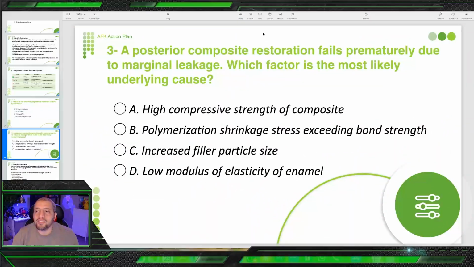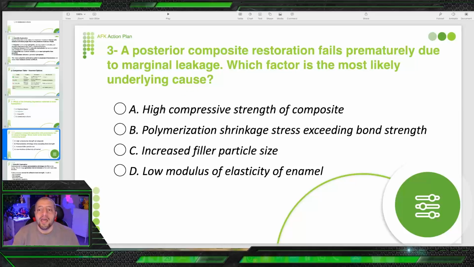A posterior composite restoration fails prematurely due to marginal leakage. Which factor is the most likely underlying cause? And this is very important when you read the question and when you solve for the exam: do not assume. The question is telling you a posterior composite failed prematurely, which means like after 6 months, after 9 months, and it's telling you due to marginal leakage. So it's asking you what is the reason.